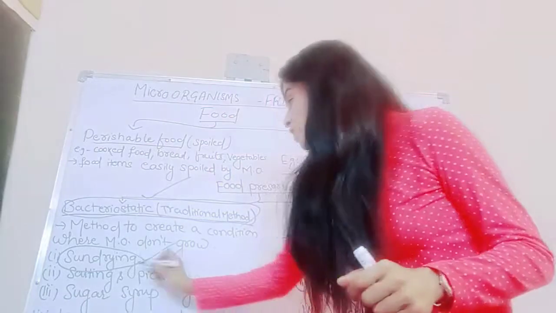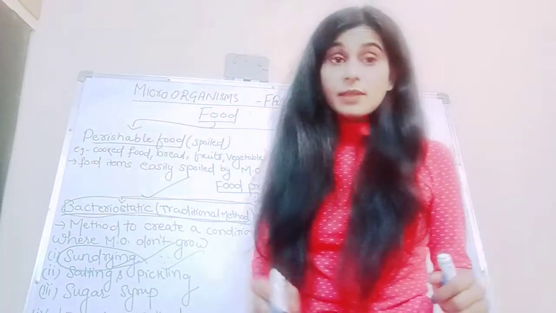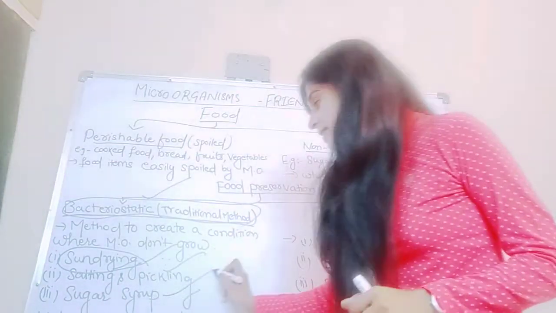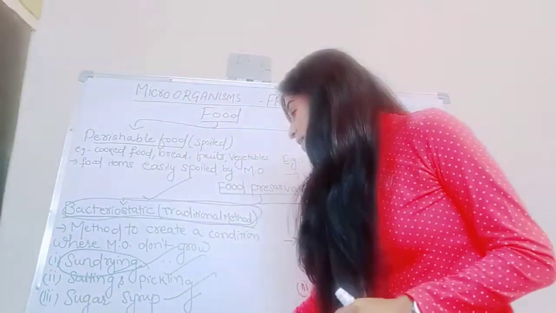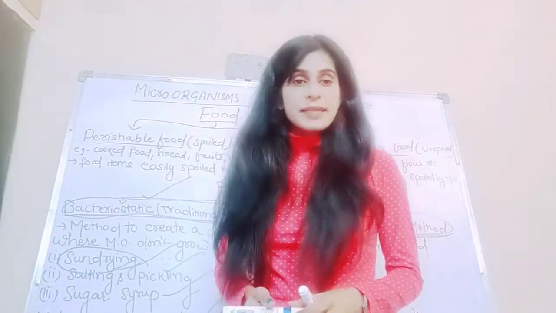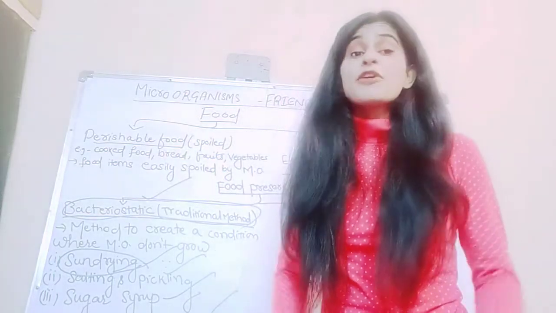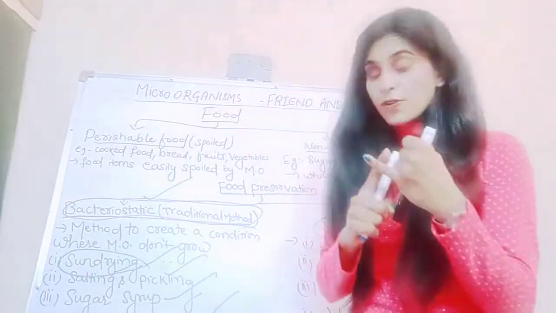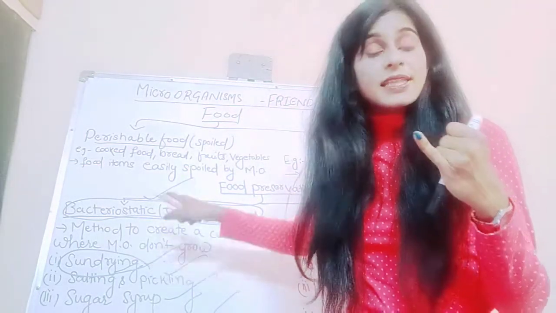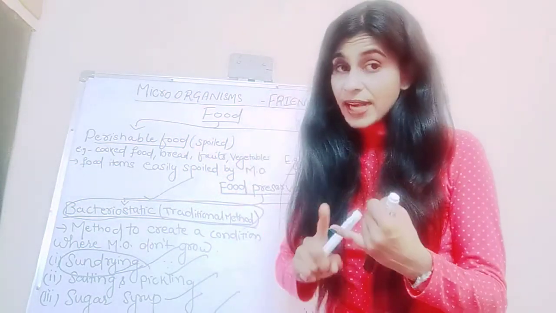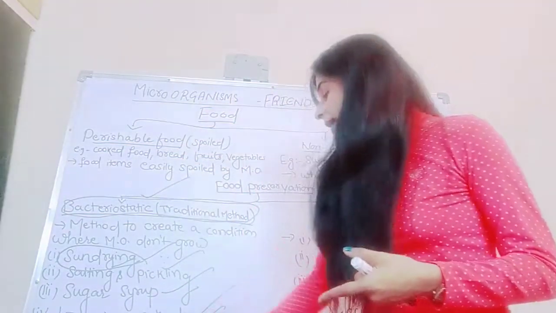Second one, salting and pickling method. The third method is sugar syrup. The fourth method is freezing method, and the last one is chemical method. What are the 5 techniques involved in the bacteriostatic method for food preservation? Sun drying, salting and pickling, sugar syrups, freezing, and chemical method.